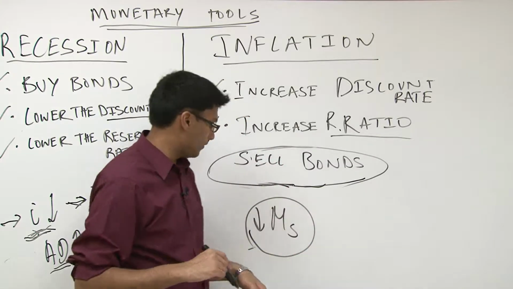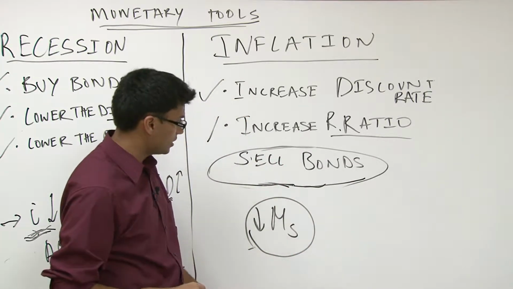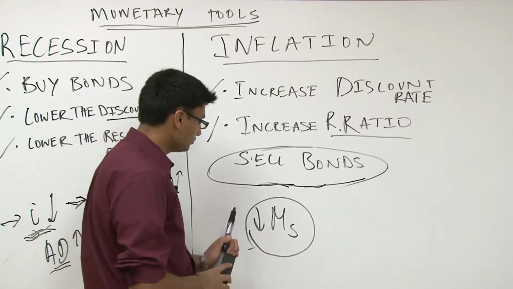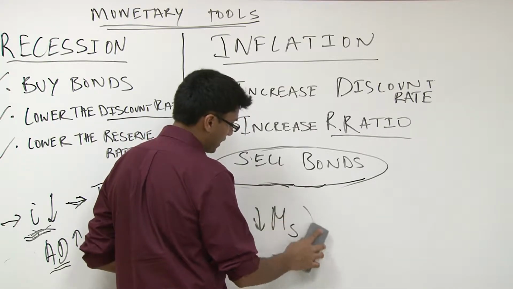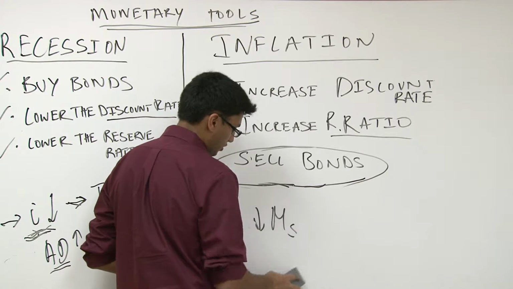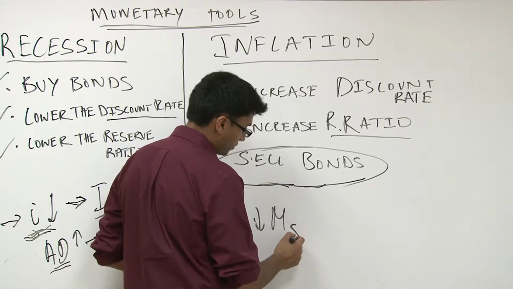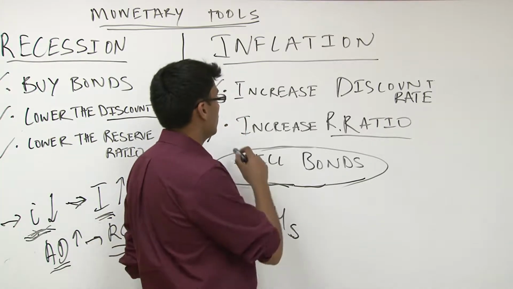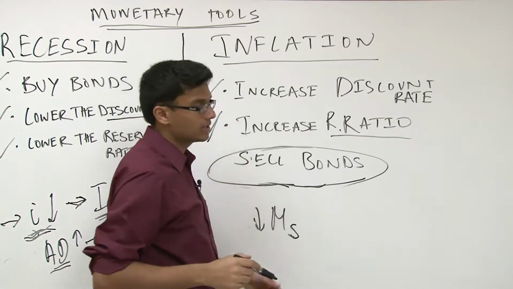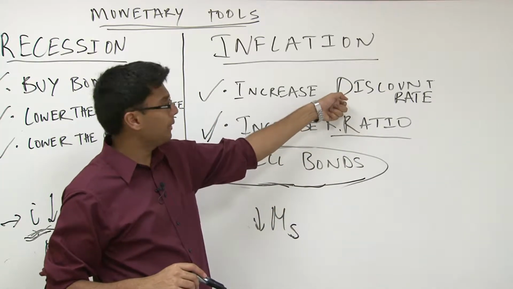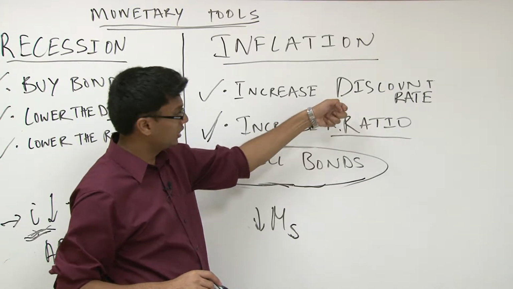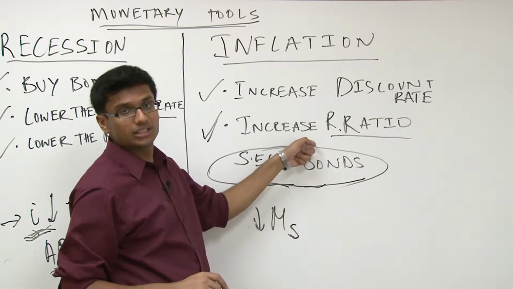So now let's go ahead and fill out this flow chart. We've done this for a recession. Let's talk about it for an inflation. We've talked about the fact that there are three tools to make money supply go down in terms of monetary policy. One is increasing the discount rate, which means the banks get to borrow less because it's more expensive to borrow money. Two is increasing the reserve ratio.